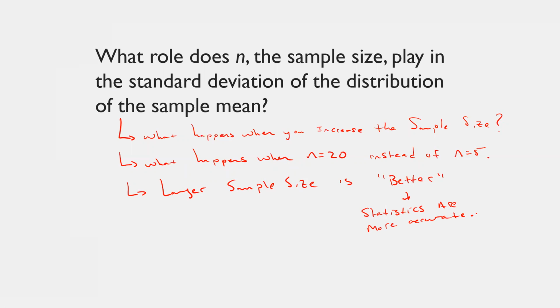For example, next week we have the presidential election. If you wanted to do a political poll, it would be better to call 1,500 people than it would be to call 500 people. So the larger the sample size, the better the results, meaning it's more accurate. So if things are more accurate, what does that mean in terms of the standard deviation? It means that the standard deviation, the variance, should get smaller.